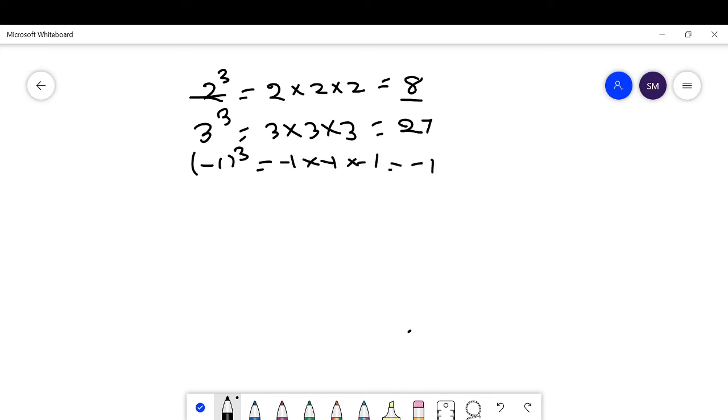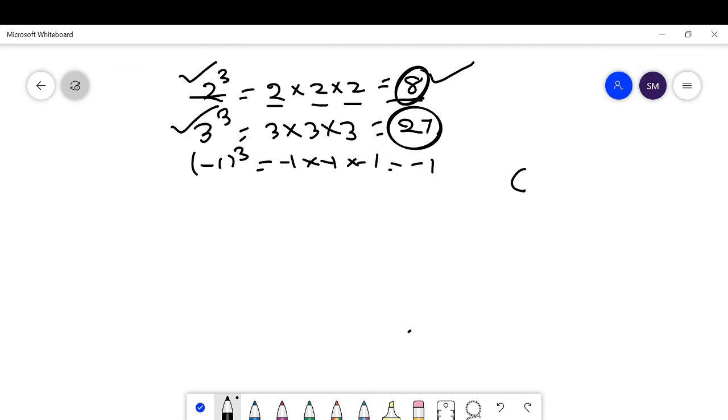This is minus 1. A natural number is said to be a perfect cube if it is the cube of a natural number. 8 is a perfect cube as it is the multiple of 3 times 2. 8 is the cube of 2. Then 8 is a perfect cube. 27 is a perfect cube as it is the cube of 3. Then 27 is called a perfect cube.